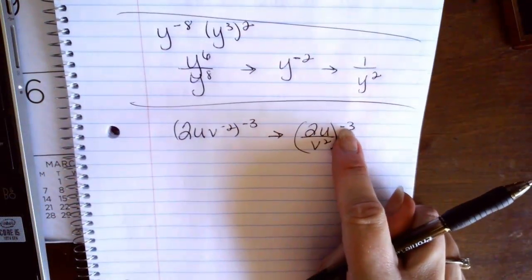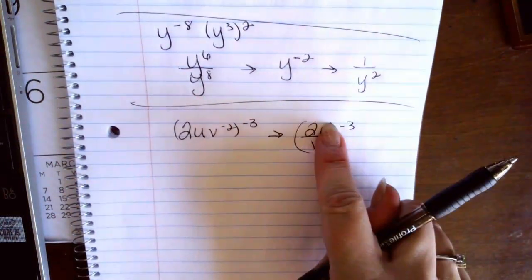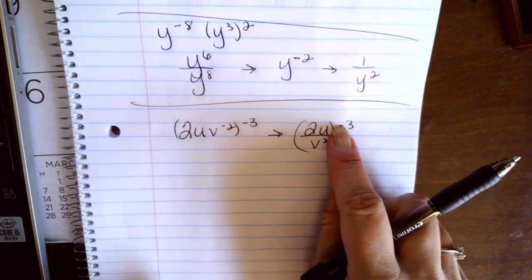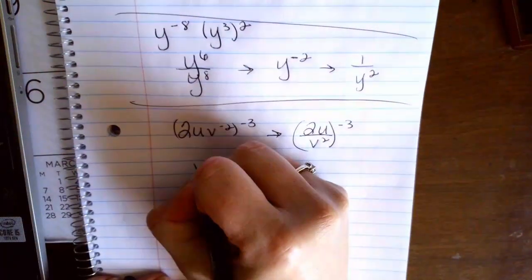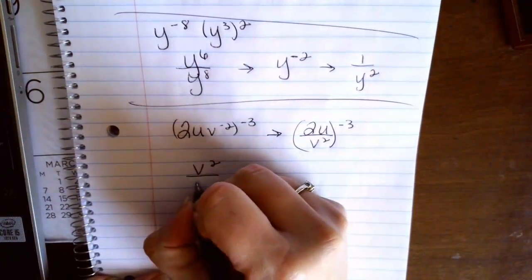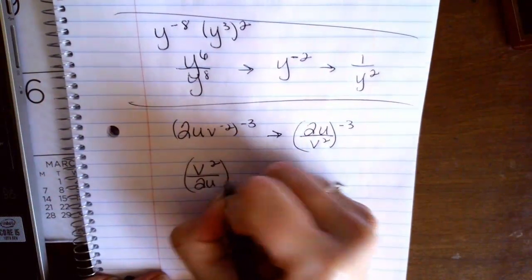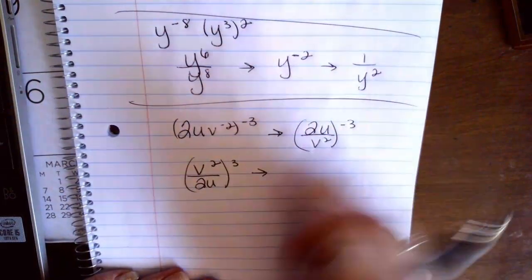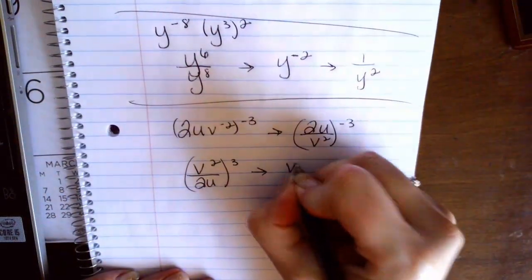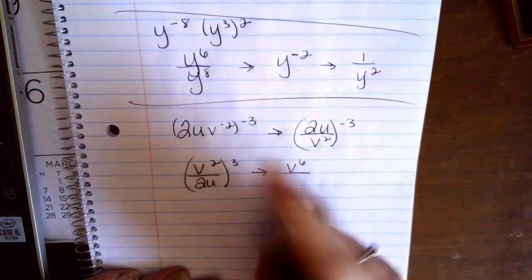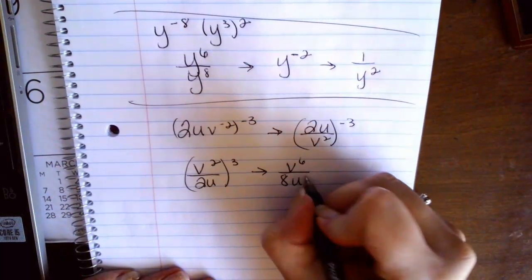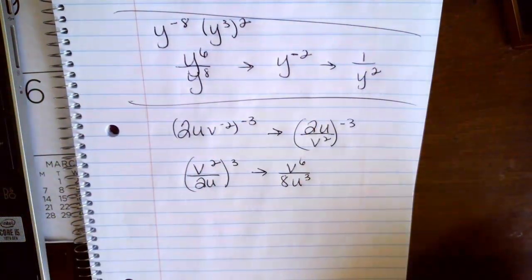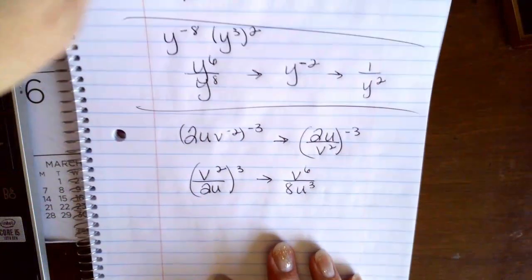Now recognize that that negative 3 belongs to everything on the inside, so I'm going to tackle that negative first. That becomes v squared over 2u to the positive 3. And now I can cube everything on the inside. So I'm going to get v to the sixth over 8u to the third. That is my final answer.